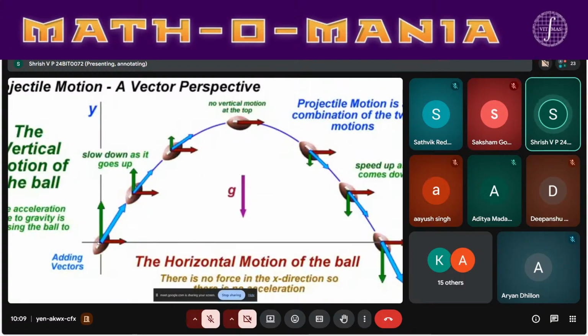But if you look at the vertical component, it is the highest at launch, and it keeps on decreasing as the projectile moves to the highest point. It is because of gravity acting downwards, and after this point it changes its direction. The vertical velocity component starts acting downwards, and it keeps on increasing as the downward gravitational force accelerates it.